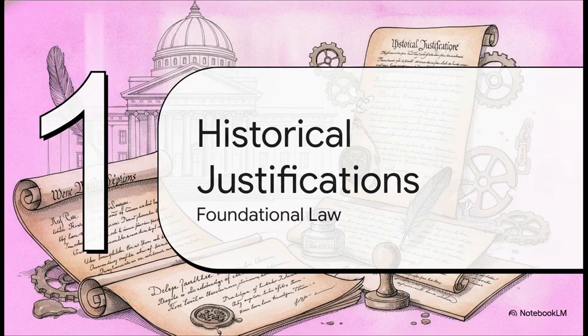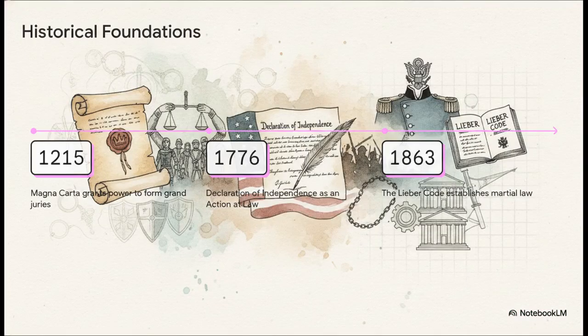Part 1. Historical Justifications and Foundational Law. The authors use a very specific historical timeline to trace the evolution, or maybe the devolution, of evidentiary standards. It starts with the 1215 Magna Carta, which they view as establishing the people's inherent right to independently weigh evidence. Then we jump to the 1776 Declaration of Independence, which functioned essentially as a documented presentation of evidence against the Crown. But then the timeline points to the 1863 Lieber Code.